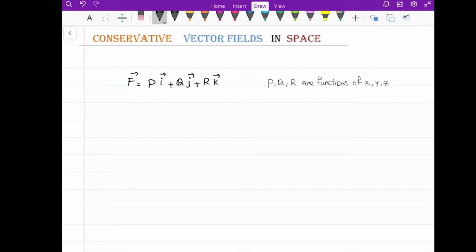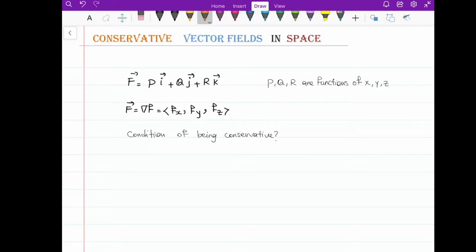Okay? So then we say that the vector field F is conservative if it is the gradient of a function. So the gradient of a function f is the partial derivative of f with respect to x, partial derivative of f with respect to y, and partial derivative of f with respect to z. So the question is, what is the condition of being conservative?